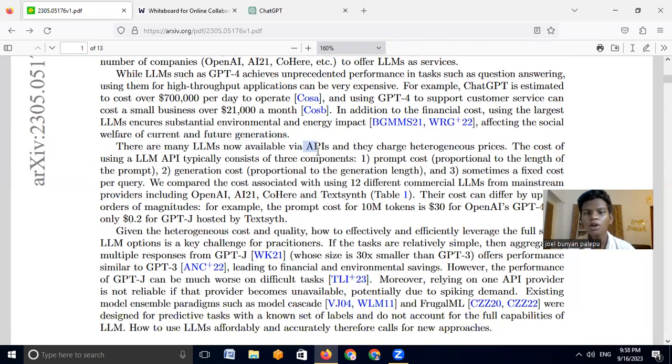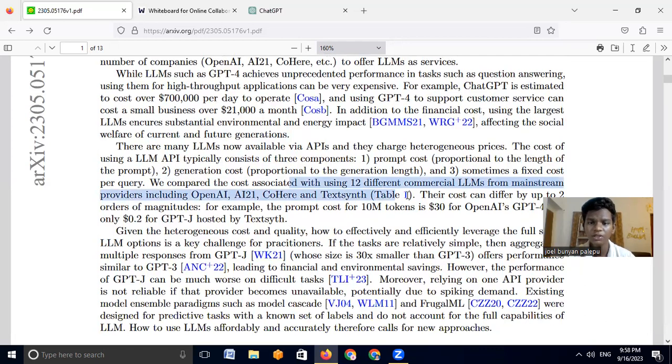So there are many LLMs now available via APIs, and they charge heterogeneous, varying prices. The cost of using an LLM API typically consists of three components. Three types of costs: prompt cost, proportional to the length of the prompt. Of course, the longer the prompt, with a lot of words, the higher the price. Generation cost, proportional to the generation length, the number of words generated, so the length of the generated output. And three, sometimes a fixed cost per query.